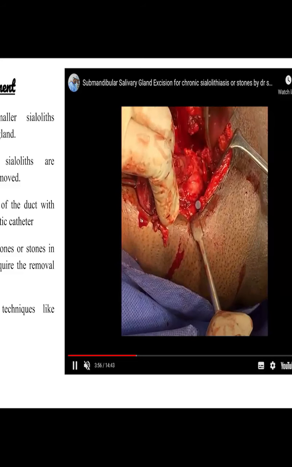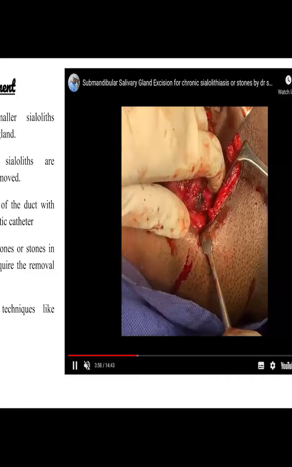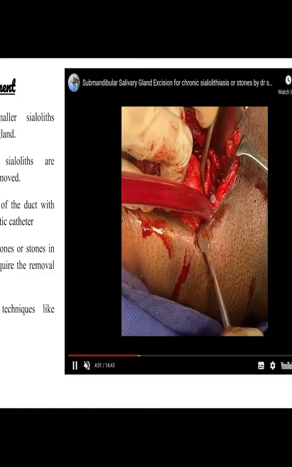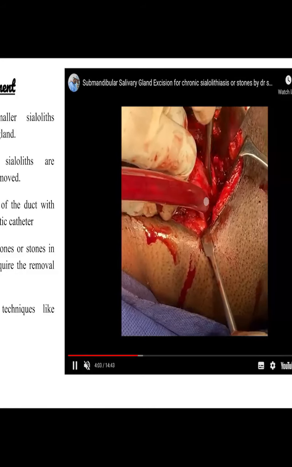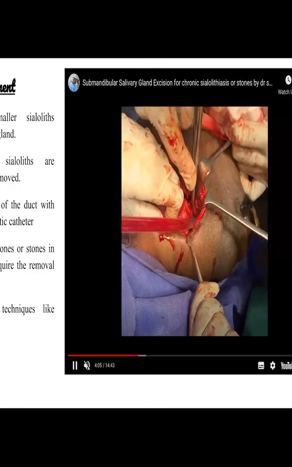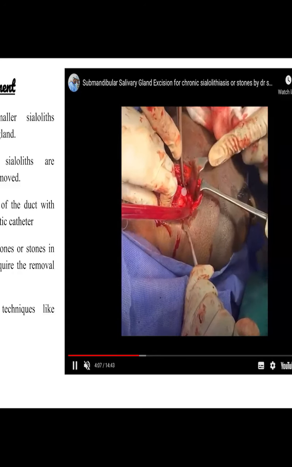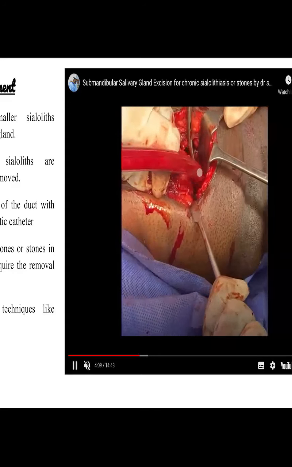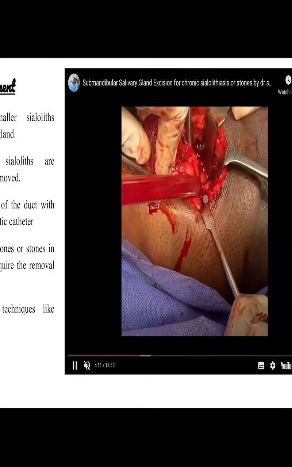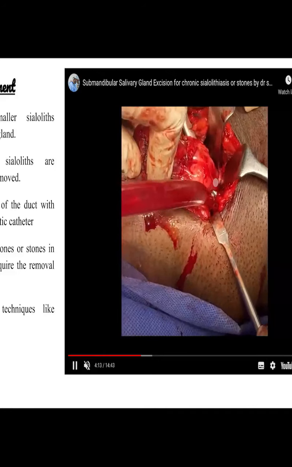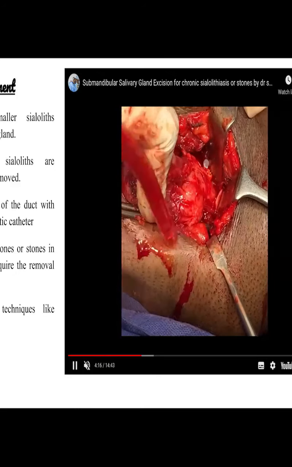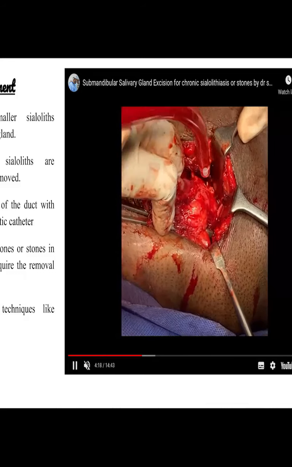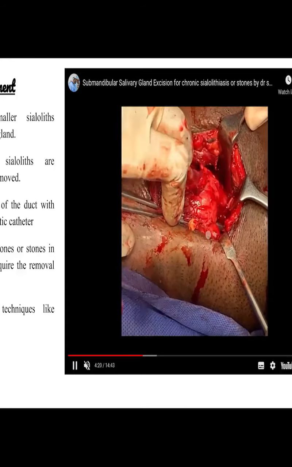In the surgery, we can see that this is the gland, this is the glandular structure. Now he's dissecting the gland from the original structures underlying the muscles, keeping in mind the presence of major structures and nerves. These are the stones, as we can see. Now it's removed by suction.